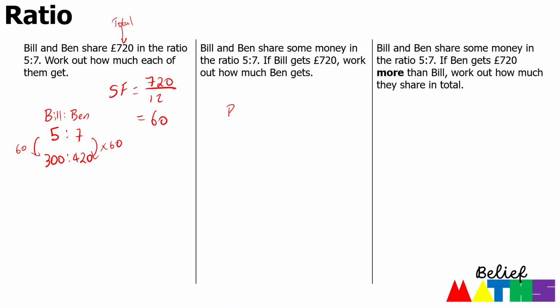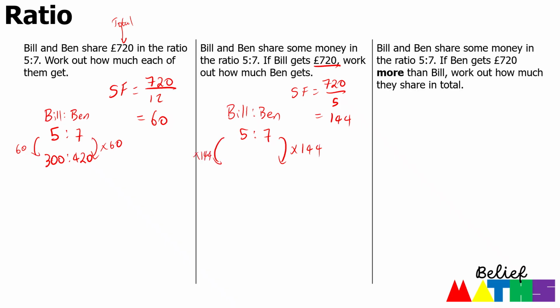The same sense in the second question, we've got the same ratio, Bill and Ben are in 5 to 7. In this case though, 720 is Bill's share. So our scale factor is 720 divided by whatever Bill got, which was 5 parts. So we do 720 divided by 5, and that gives us 144. So in this case, our scale factor is to multiply by 144 each side.